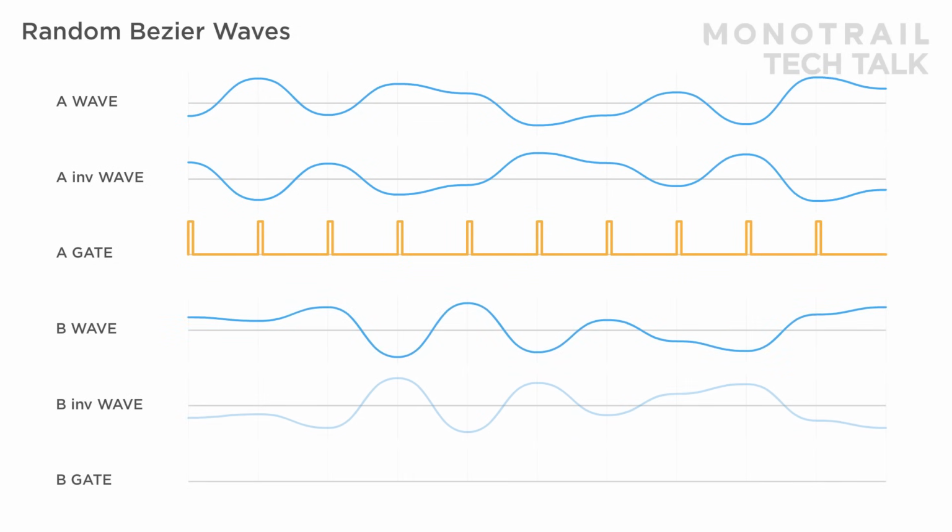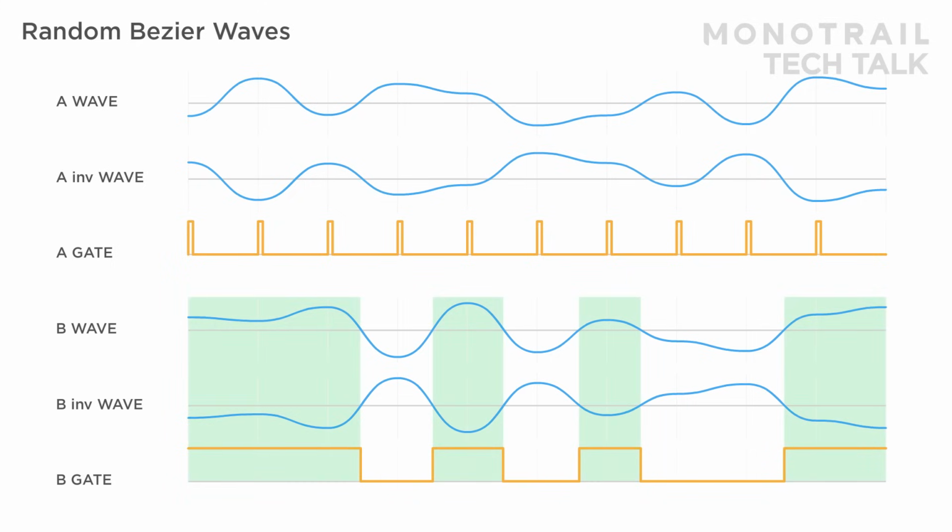And here is a regular and inverted wave from B. The gate from B functions like a comparator. If the main output is positive, the gate is high. If the main output is negative, the gate is low. Of course, relative to the inverted wave output, that behavior is reversed.